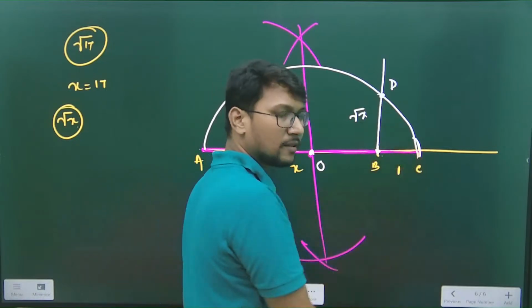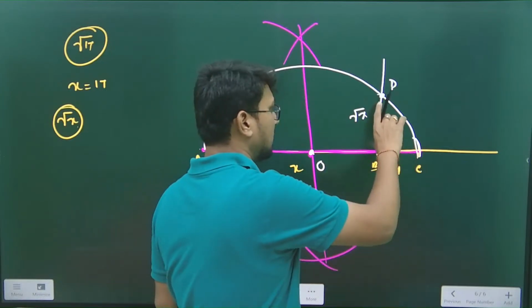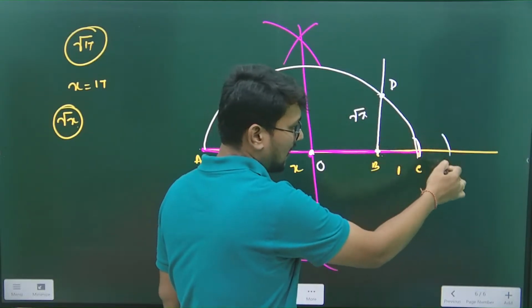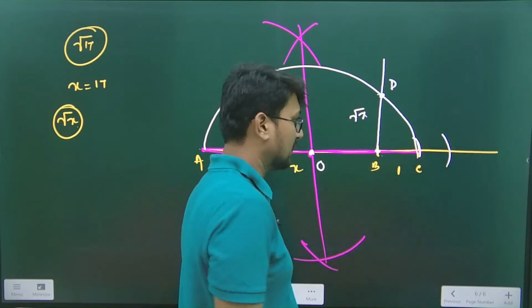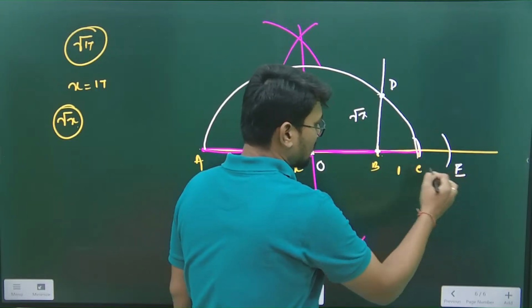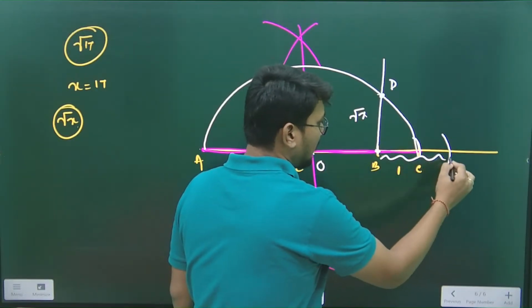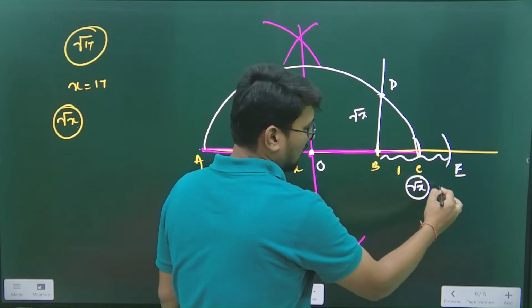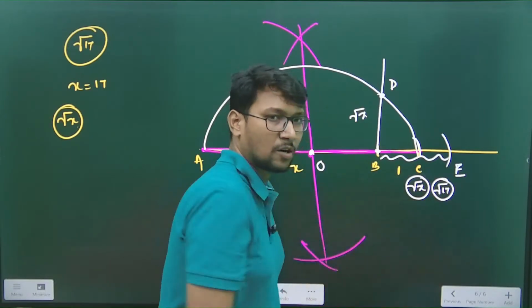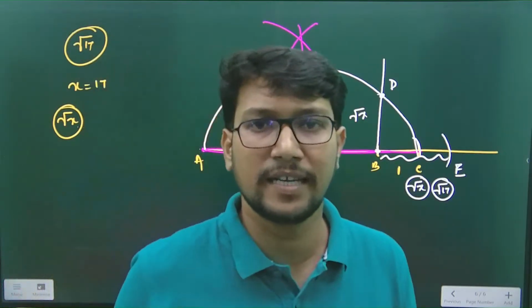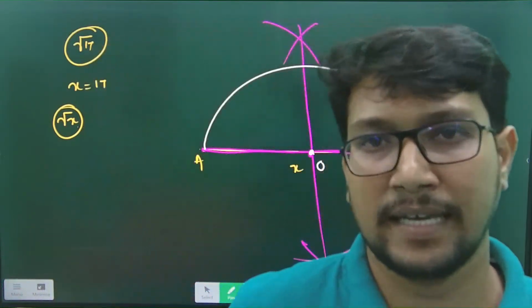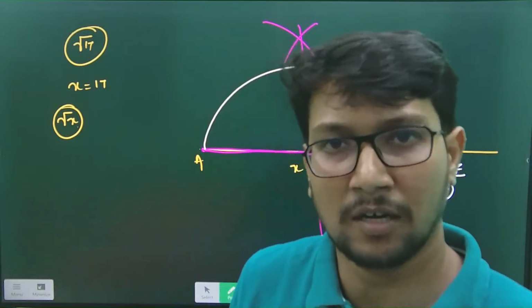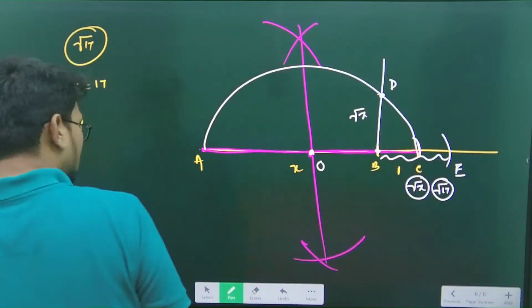Then after measure BD, take B center and draw an arc on this produced line. Write E. So therefore BE is your root x, means which one you have taken? Root 17. Got it? Only in place of 17 I have taken what? X. So x means you can take any non-perfect square there. Got it? Clear? Tell me if clear.